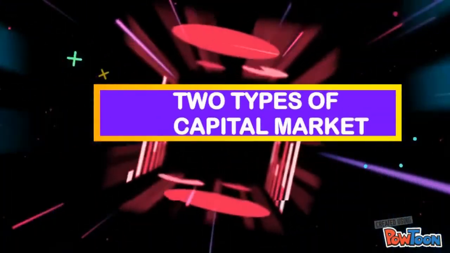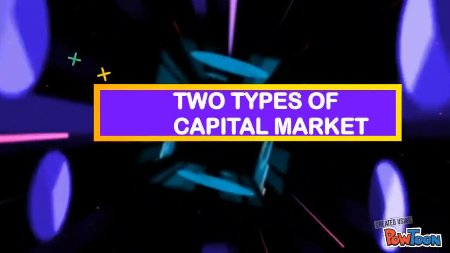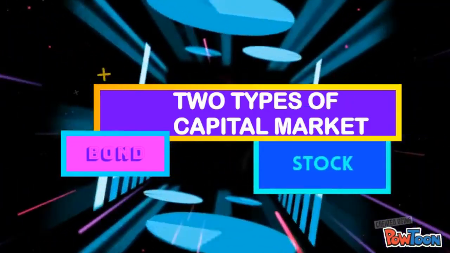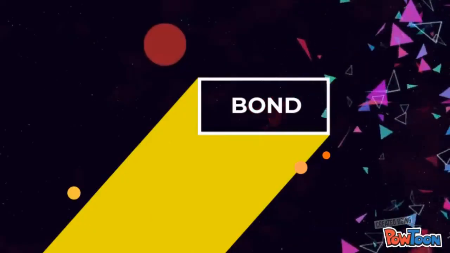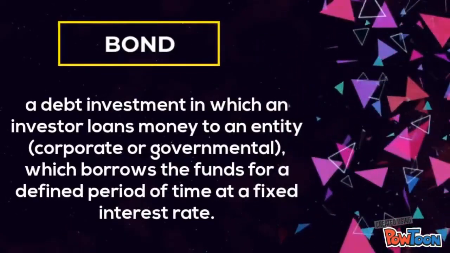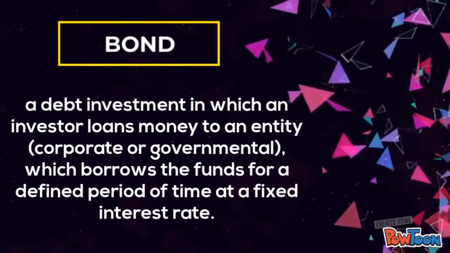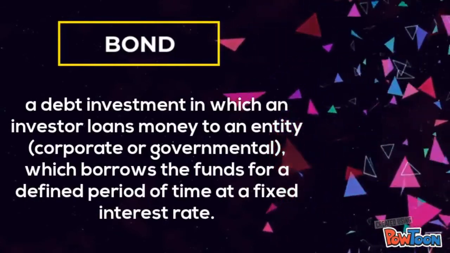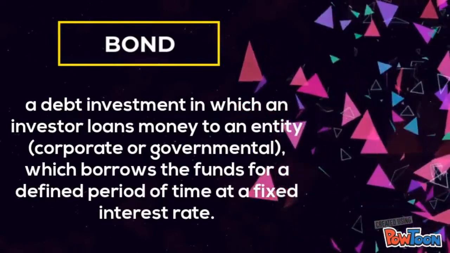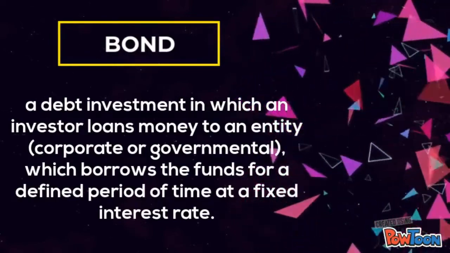There are two types of capital market. First is the bond market. Second is the stock market. Let us first define what is bond. A bond is a debt investment in which an investor loans money to an entity, corporate or governmental, which borrows the funds for a defined period of time at a fixed interest rate.